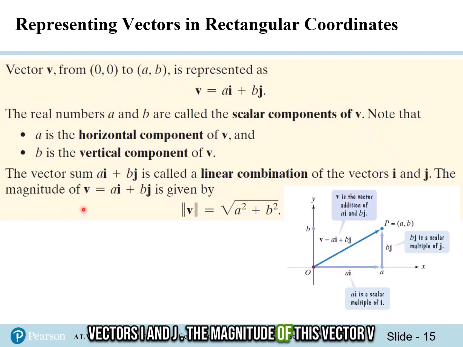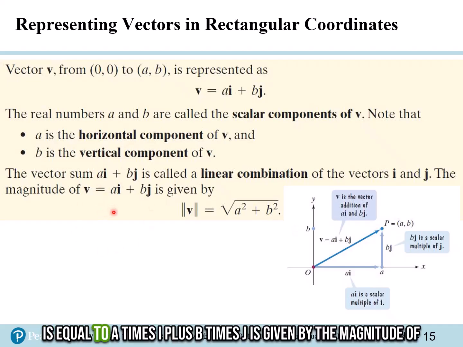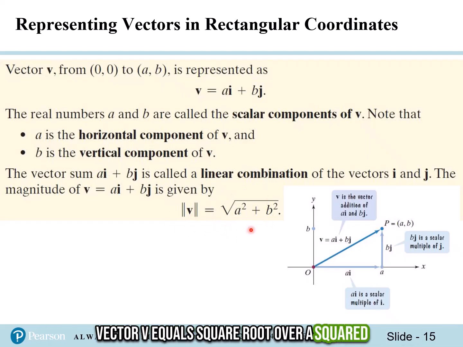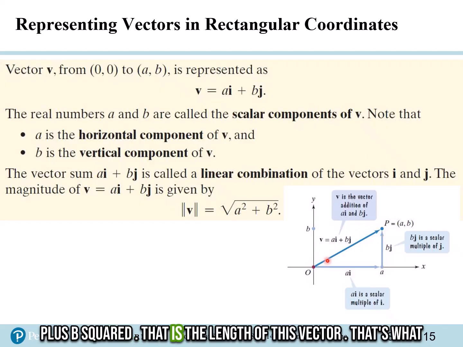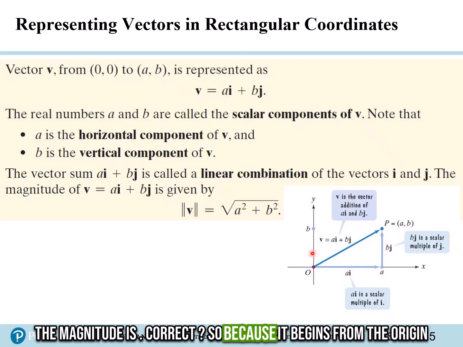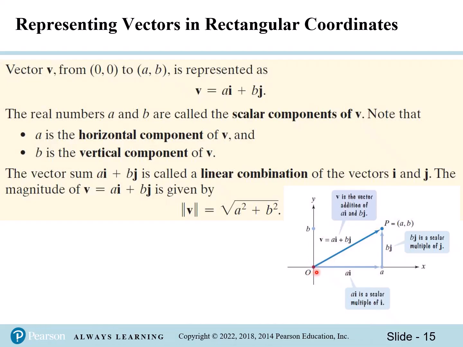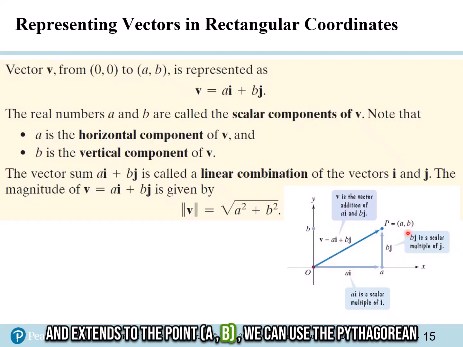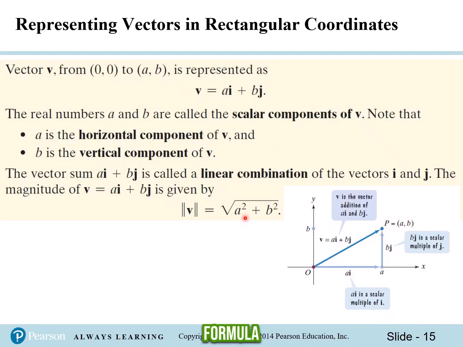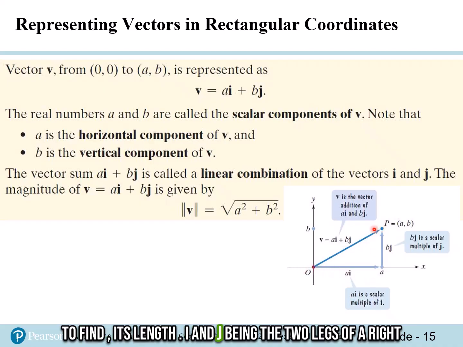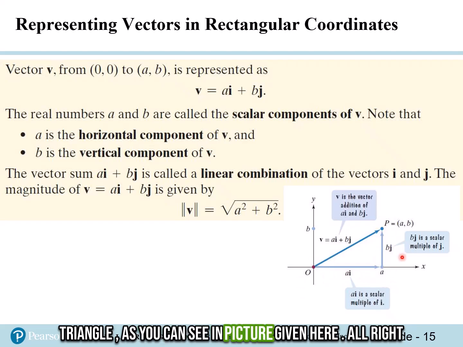The magnitude of this vector v, equal to a times i plus b times j, is given by the magnitude of vector v equals square root of a squared plus b squared. That is the length of this vector. That's what the magnitude is, correct? So because it begins from the origin, which has 0, 0 as its coordinate and extends to the point a, b, we can use the Pythagorean formula to find its length, i and j being the two legs of a right triangle, as you can see in this picture given here.